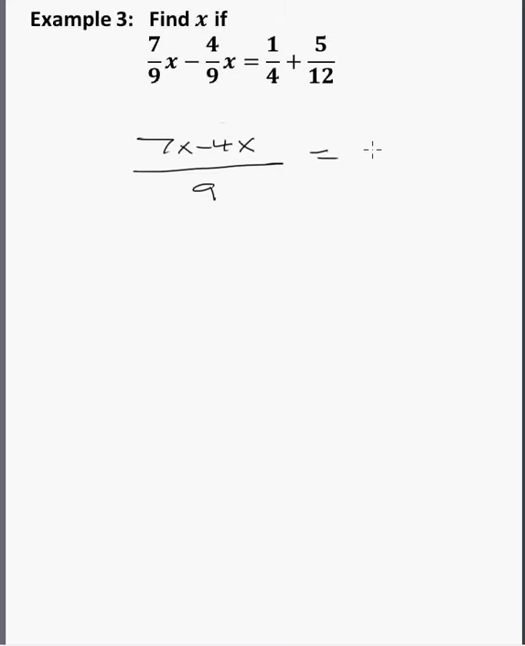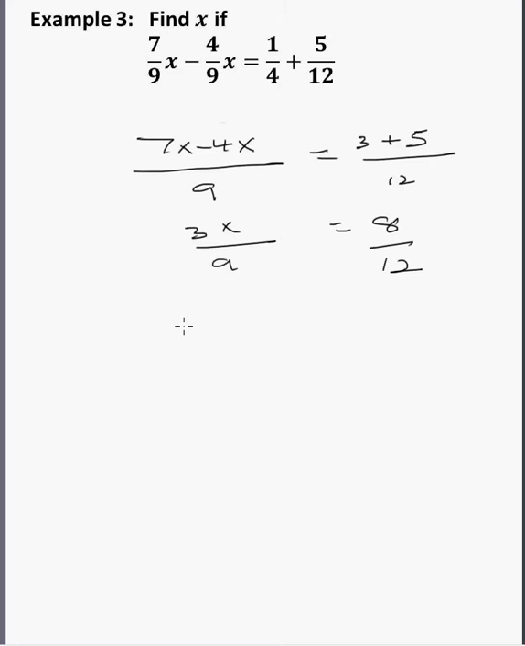And this, I'm going to take the LCM to be equal to 12, and this 4 goes into 12 three times. 3 times 1 is 3, so I have 3 on top here plus 5. And that gives me 7x minus 4x is 3x, divided by 9, and I have 3 plus 5 is equal to 8, so this is 8 over 12. Generally speaking, as you solve this problem, the smart thing to do is not to worry about simplifying these numbers until you are just about at the end of the process.